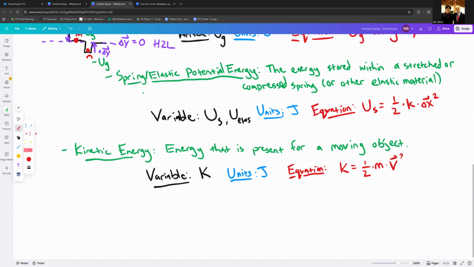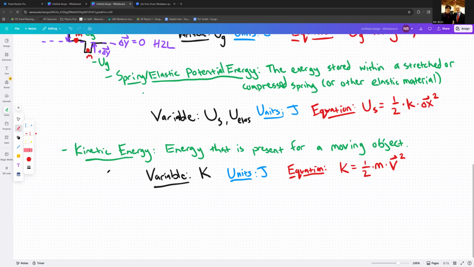And it's v squared. So very similar to the last one we looked at, 1/2 times a variable times a different variable squared. Not the same ones, right? K and delta x for spring force are definitely different from the mass and the velocity. So the more mass an object has, the more kinetic energy it has if it's moving.